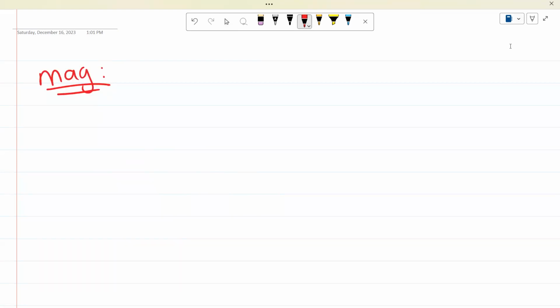Can you all see my screen, please? You all can see my screen? I hope it's clear. Yes, can you tell me what's the magnification equation?